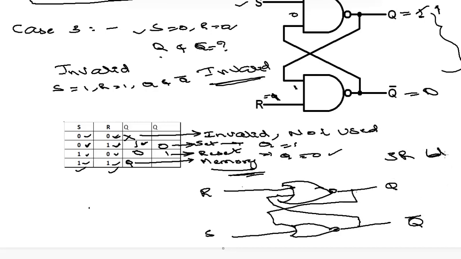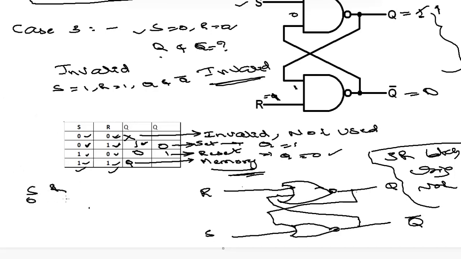This is the SR latch using NOR gates. Okay, and you can analyze the values of S and R. You get the SR latch values. When S equal to 0, R equal to 0, this is called the memory condition. The value cannot be changed, so it is memory.